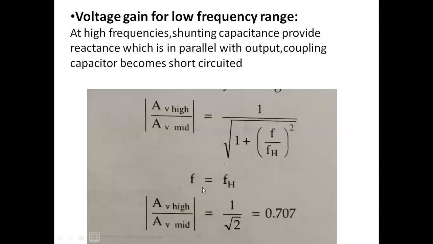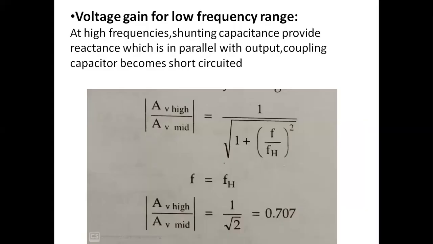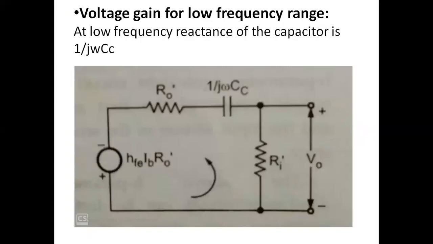And let us find out the value at higher frequency also. This is not lower frequency, so this is a mistake. So just remember, voltage gain at higher frequency. This is the voltage gain at higher frequency range. So at higher frequency, what is the effect of coupling capacitor? What is the effect of shunt capacitor? So at higher frequencies, we should also consider the shunt capacitance effect.